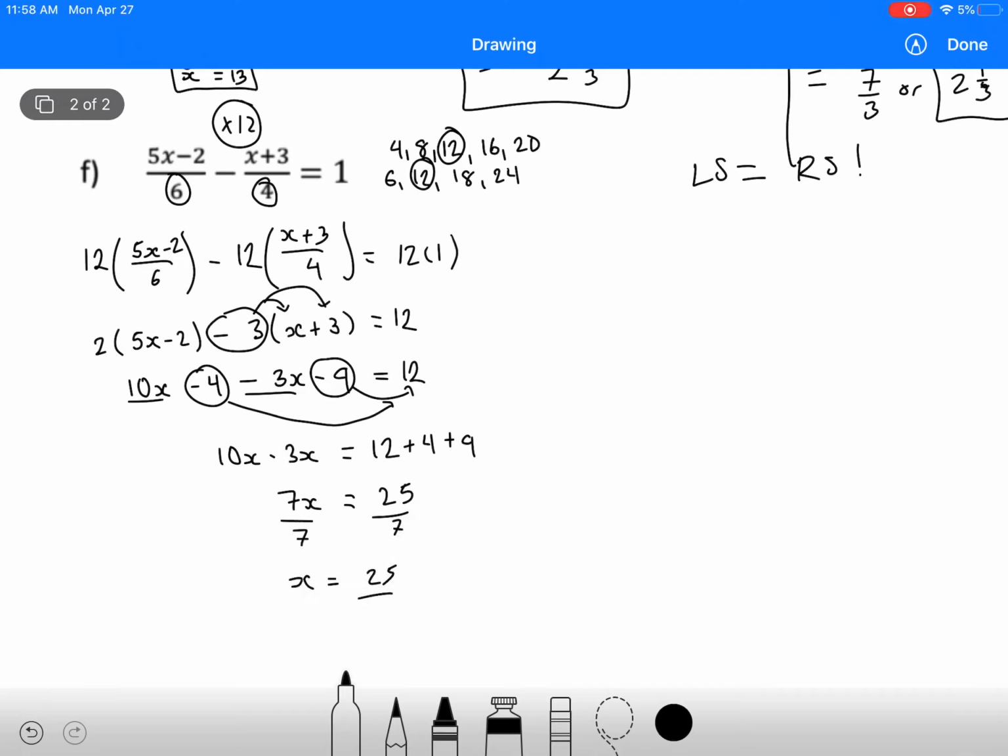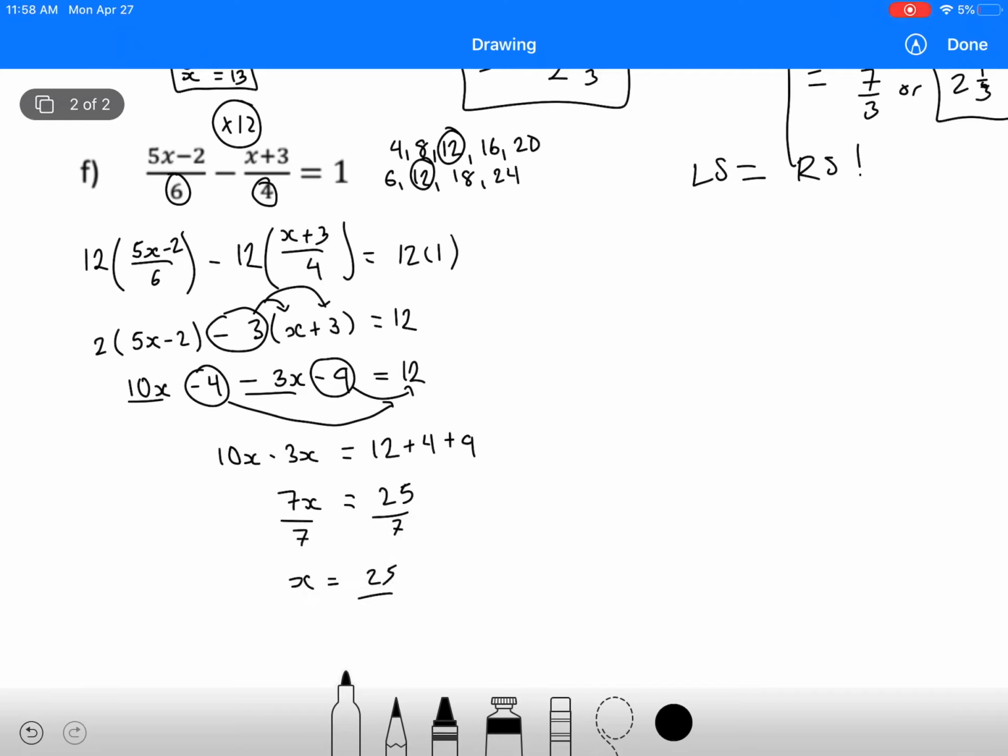Okay, it is not easy per se, and I'm going to make sure I leave myself lots of room on the left side. There's nothing to check on the right side because it just equals 1. So we have to make sure that our left side matches the right side. So here was our original left side. It was (5x minus 2) over 6 minus (x plus 3) over 4. Okay, that was the original equation. Now, we know that x is equal to 25 over 7.